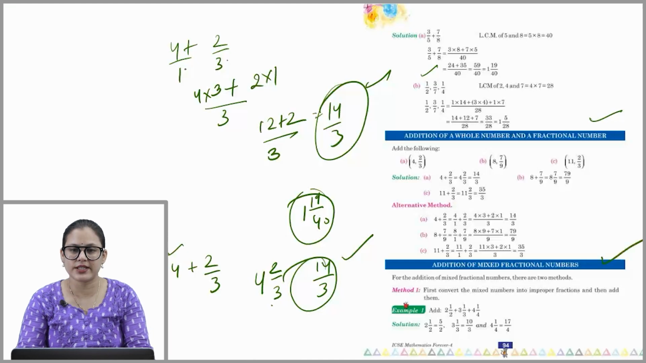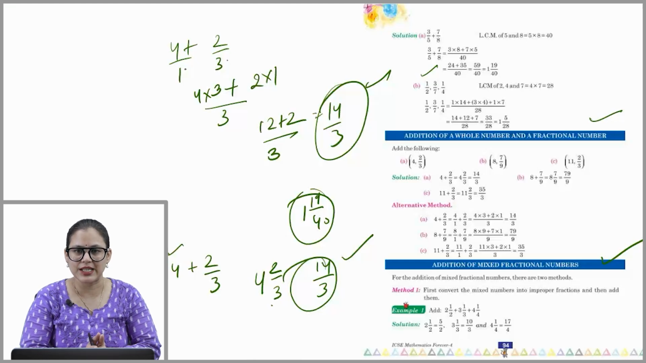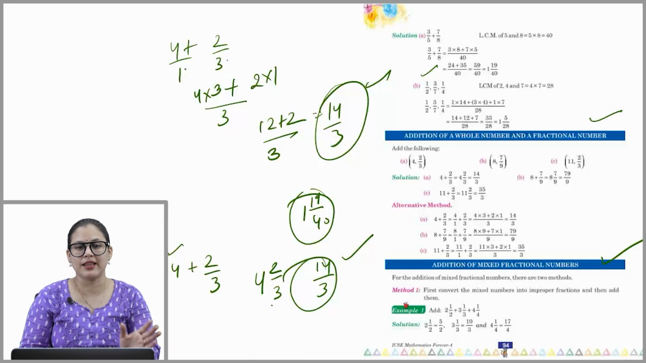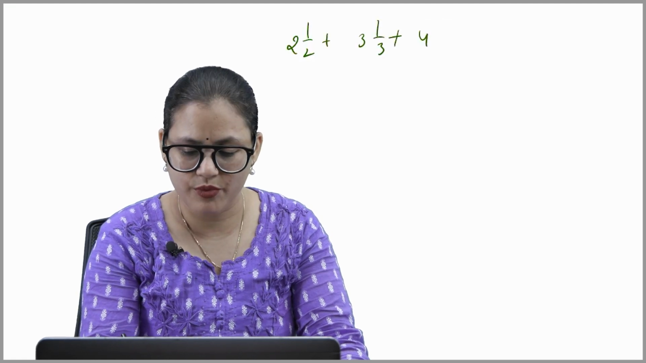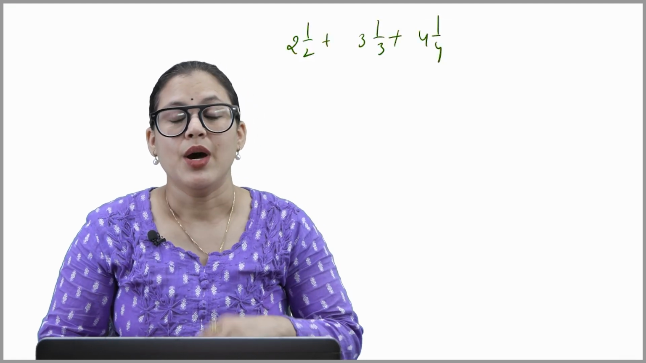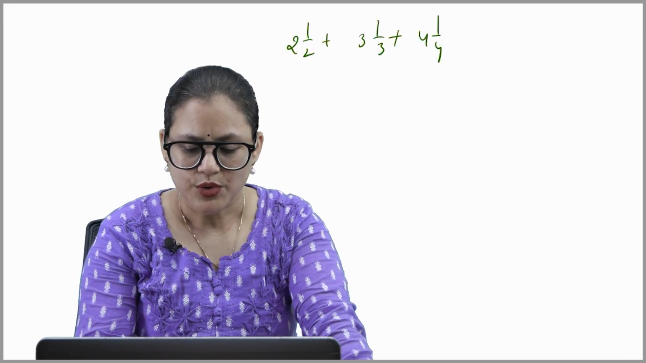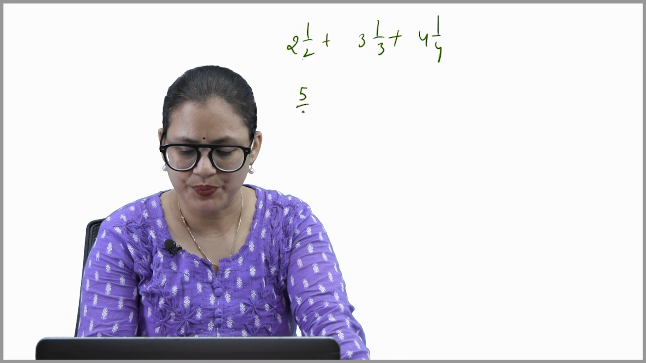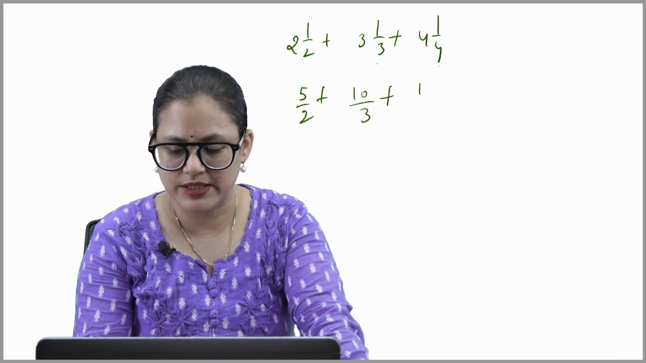Next, addition of mixed fractional numbers. For the addition of mixed fractional numbers, there are two methods. Method 1, first convert the mixed numbers into improper fractions and then add them. The example given to us is 2 whole 1 by 2 plus 3 whole 1 by 3 plus 4 whole 1 by 4. First, we have to convert these mixed numbers into improper fractions. 2 2s are 4 plus 1, 5 by 2, plus 3 3s are 9 plus 1, 10 by 3, plus 4 4s are 16 plus 1, 17 by 4.